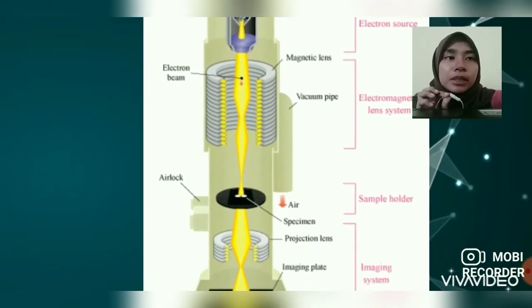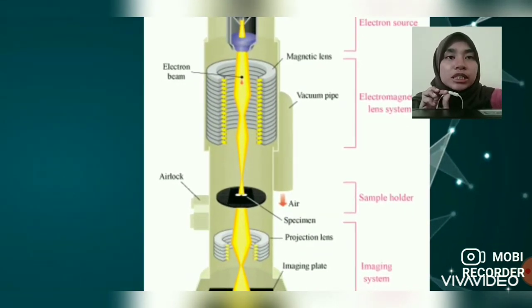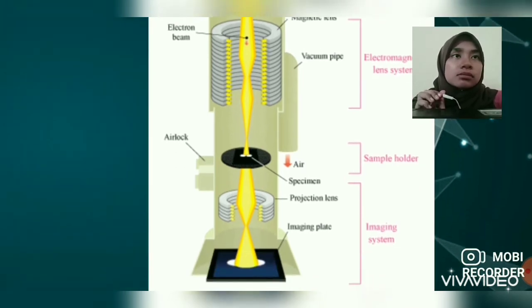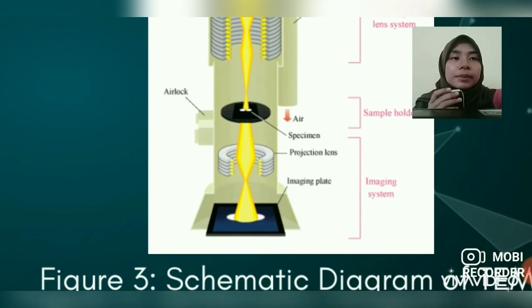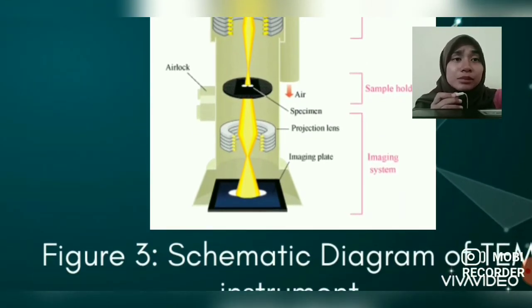For the second part, the image producing system consists of the objective lens, movable specimen stage, and intermediate and projector lens, which will focus the electrons passing through the sample and provide a highly magnified image. For the image recording system, it will convert the electron image to an image which is perceptible to the human eye, and it will consist of a fluorescent screen.